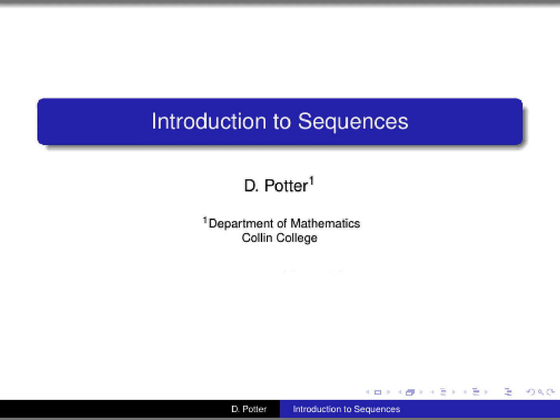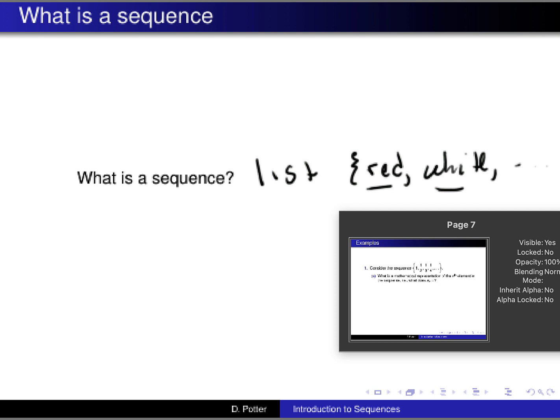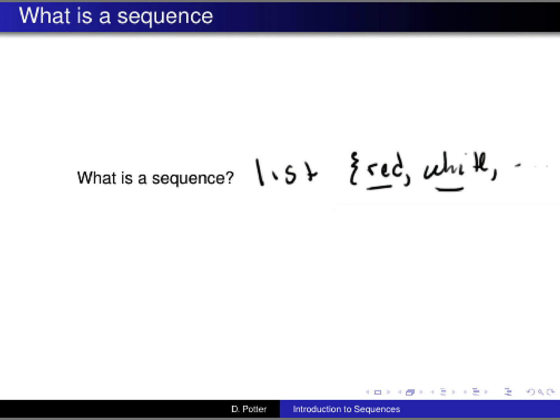A sequence, you could think, is a list of objects. Typically in math, it's going to be lists of numbers, but it could be lists of words, red, white, blue, so on and so forth. A sequence is just something that is ordered as a first, a second, a third element. It doesn't have to be a number. It can be anything that is a list.